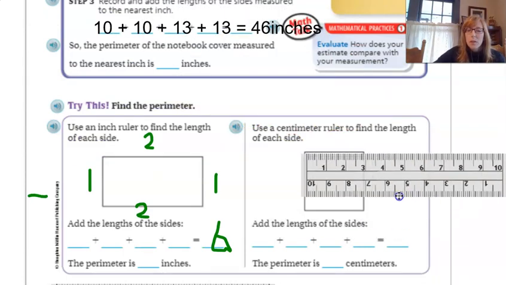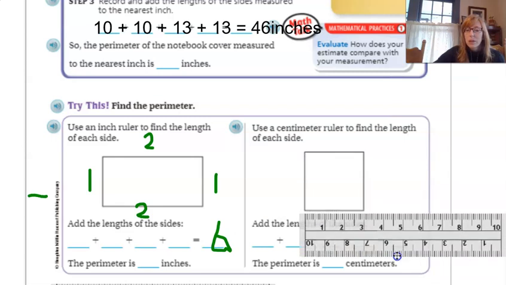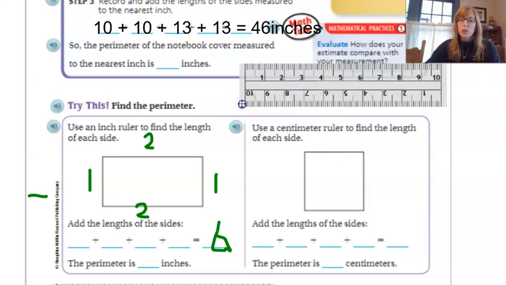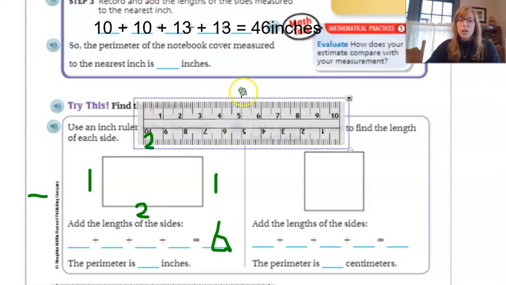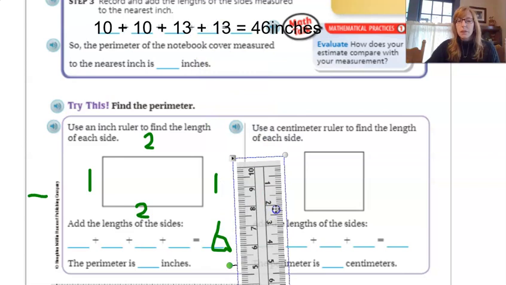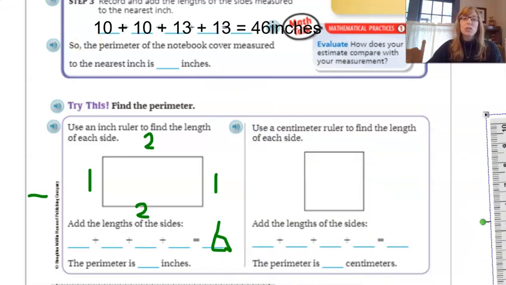So if we measure using centimeters, there's 3 and there's 3. So we know this is 3. And then we're going to take this and turn it and make sure that it is an actual square. And we are going to measure. And if you look right there, there's 3 and there's 3. So it is a square.